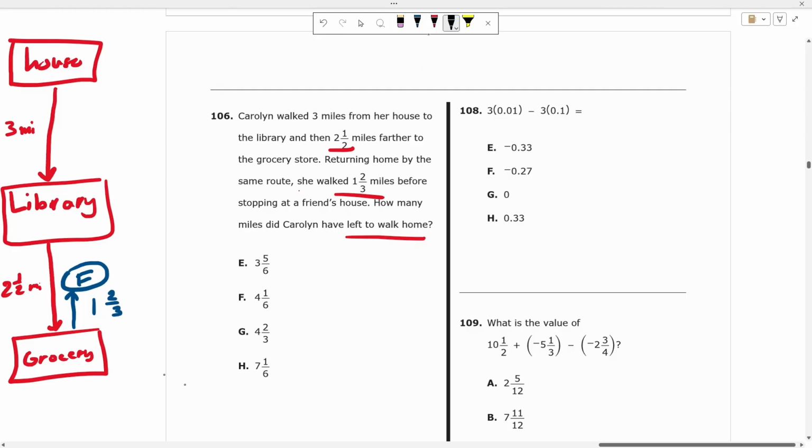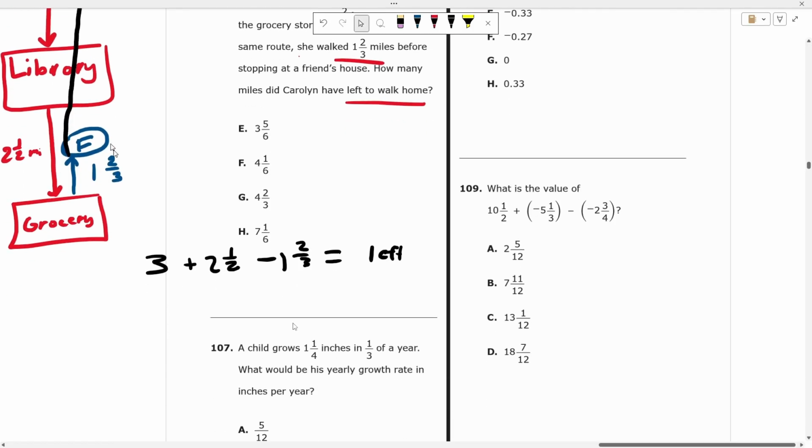So she went all this way. She went 3 miles plus 2 1/2 miles, and now she's going back. She started heading back by 1 2/3 miles. And what's left? How much does she have to walk back to the library and then back home by? Well, we can do that using the equation I set up at the bottom. 3 plus 2 1/2 is going to equal 5 1/2, and all you have to do is 5 1/2 minus 1 2/3. That's going to give us what's left.